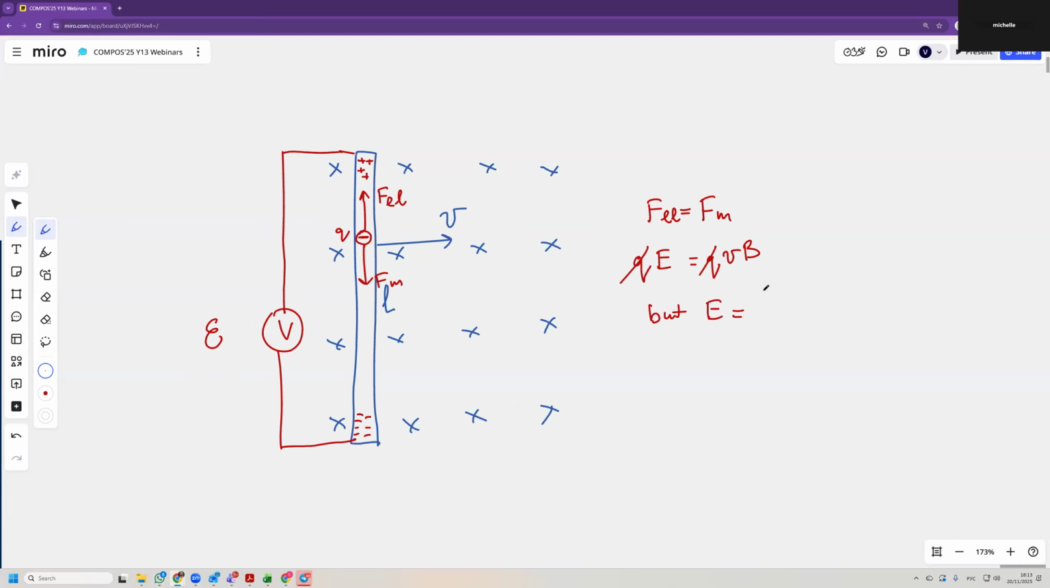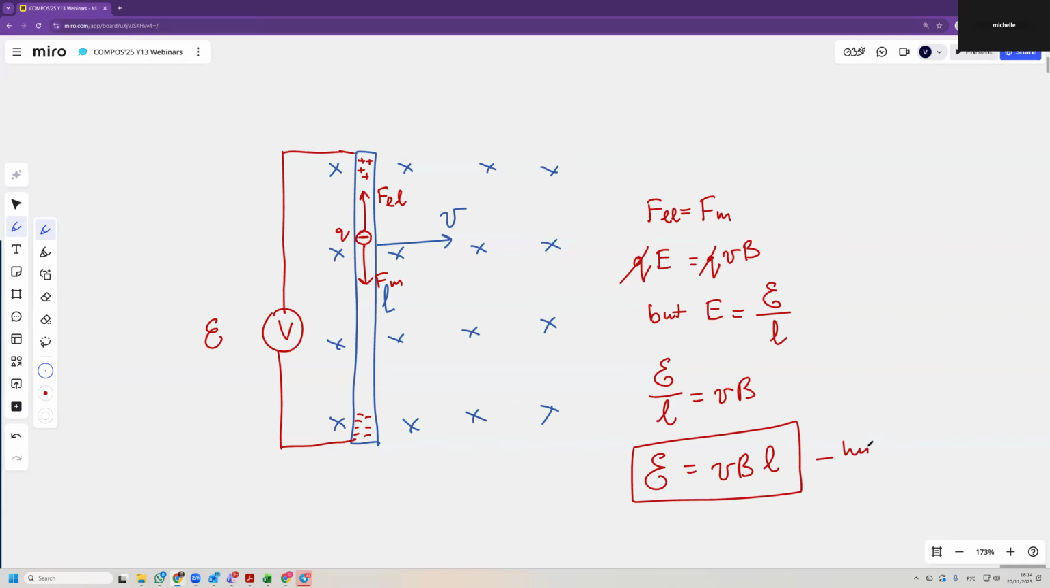is the voltage, the EMF, divided by the length of the wire. Therefore, EMF divided by the length of the wire is VB. The EMF is VBL. And this is known as the motional EMF.